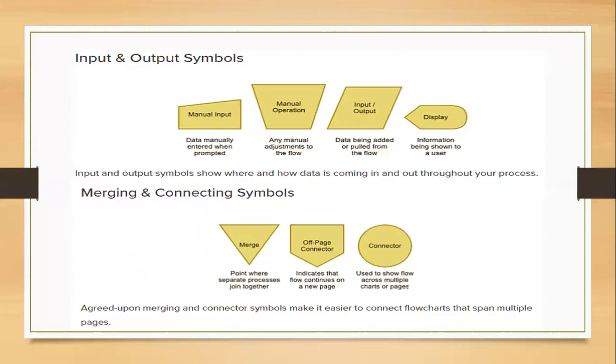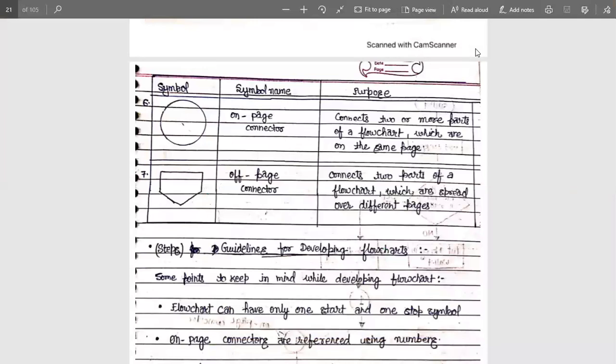Next is the off-page connector. In the off-page connector, we focus on how to connect with a particular page. It is a connector used to show flow across multiple charts or pages, meaning the data is available on different pages. We can also connect with the help of an on-page connector. So these are some symbols used for representing a flowchart. These are the advanced ones, but the basic ones are already mentioned in the tabular format here.